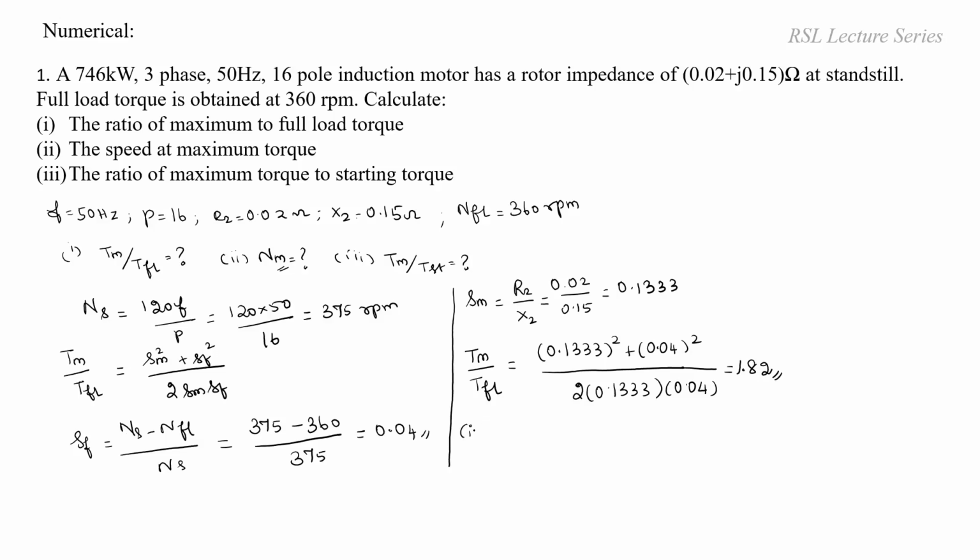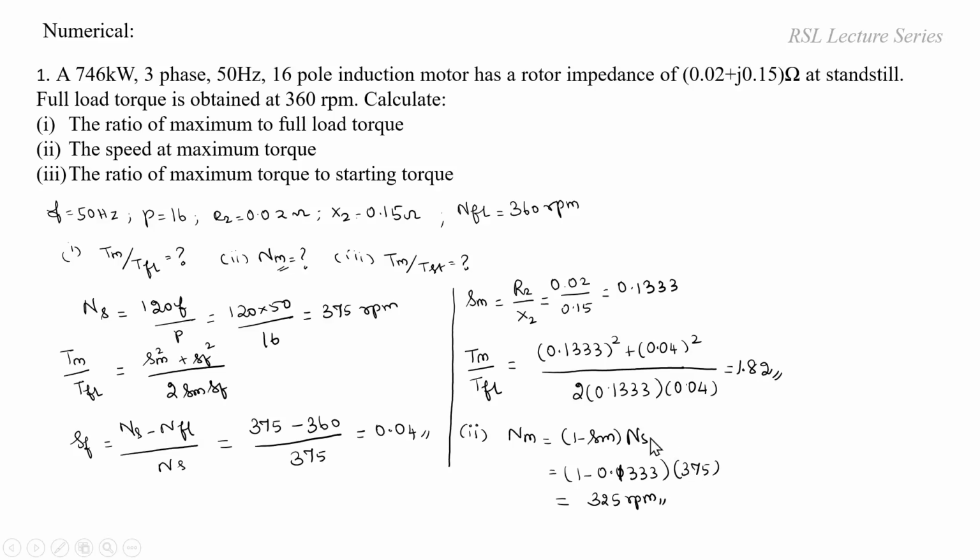So now we have to find out the speed corresponding to the maximum torque. So this is given by 1 minus Sm into synchronous speed. So this is 1 minus 0.1333 multiplied by 375. Okay. So on simplification we will get the speed corresponding to maximum torque as 325 rpm.